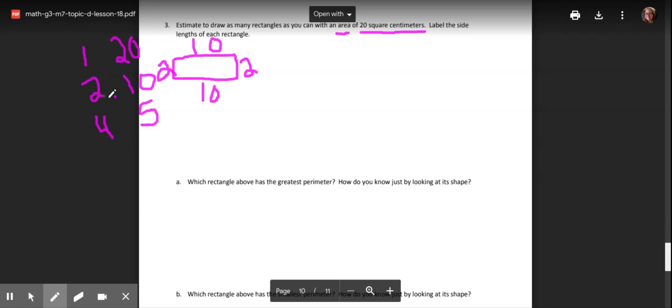So you will use these numbers here, and you will estimate to draw some rectangles with the area of 20 centimeters. So please pause the video to do that.